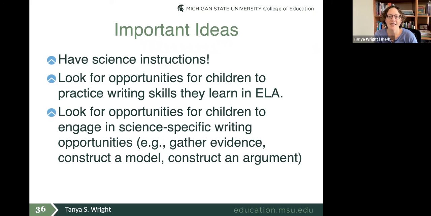And then science opens up these opportunities for additional science-specific writing. So things like constructing a model, starting to construct an argument, right? These are new things. These are things we don't get otherwise. But they are things that kids are supposed to get in K-5, at least according to the science standards. So if we're skipping this, then they're not getting initial experiences with these science literacies that are going to be important for their long-term science learning.